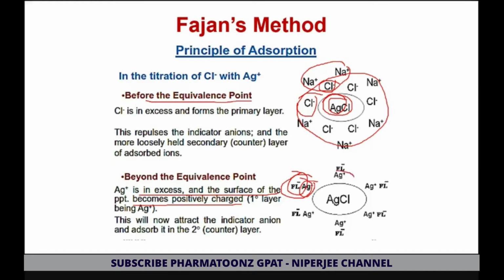So the excess Ag plus is positively charged, and this will attract the indicator anion and adsorb it in the second counter layer. So the silver indicator complex is formed.